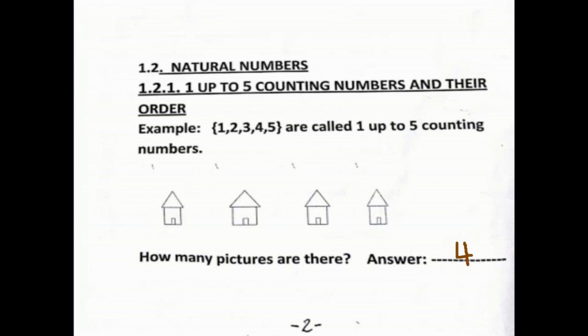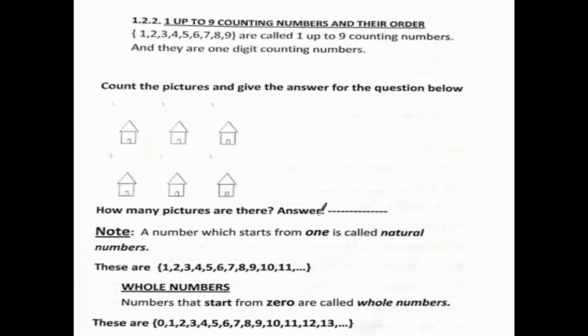Again, the same way. Here you also have counting numbers starting from 1 up to 9. These are called counting numbers, and they are 1-digit counting numbers. All these numbers are 1 digit. They are not 2 digits. When we say 2 digits, just like 10, 11, 12, 13, they are 2 digits. But here 1 up to 9, they are 1-digit counting numbers.